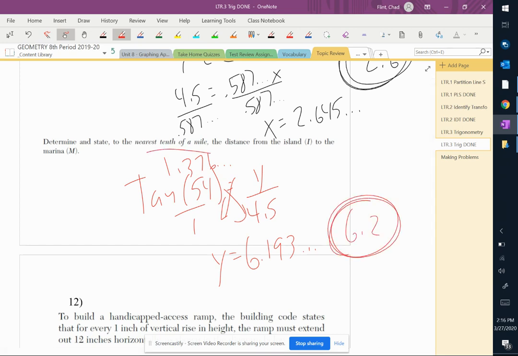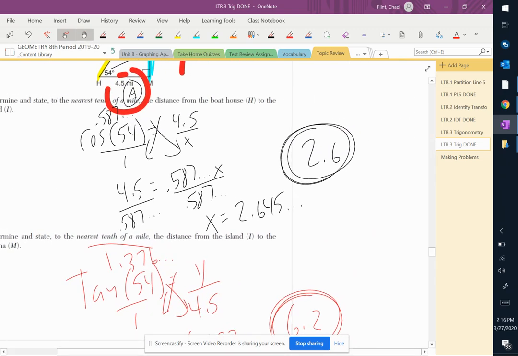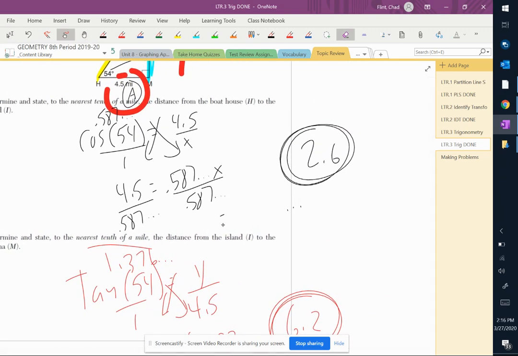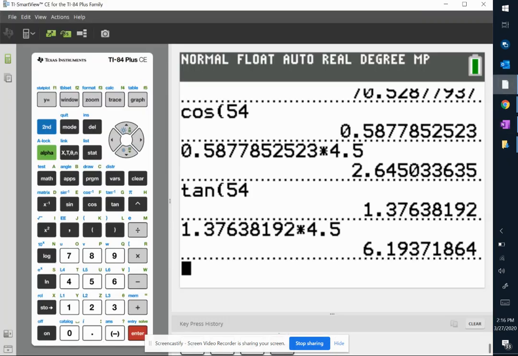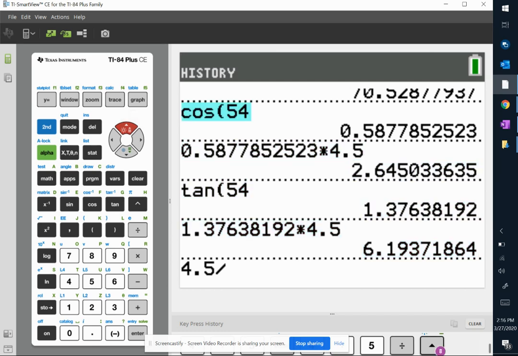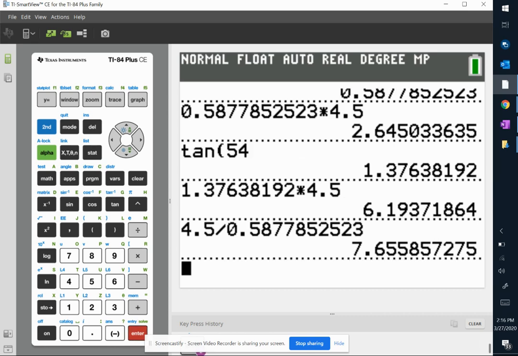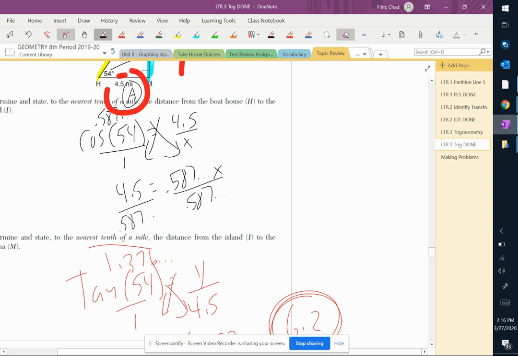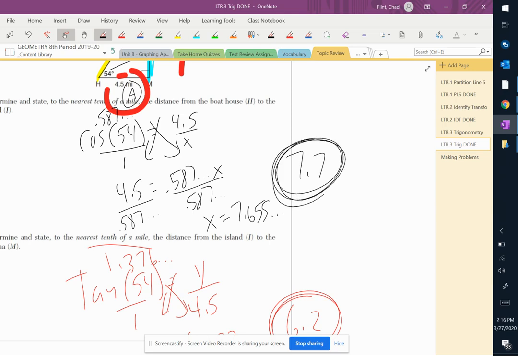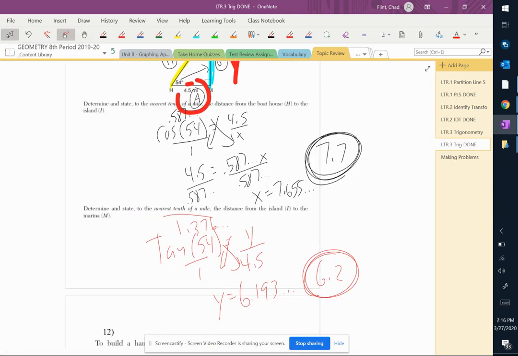And now I realize that I did the last one wrong. I didn't divide. So let's go back and fix that last one here. We're back to the calculator here. And I'm going to do 4.5 divided by cosine of 54 is up here. So it should be that number right there. I should have divided, not multiplied. So 7.655, which is 7.7. Sorry about that, but I fixed it before I saved the video.